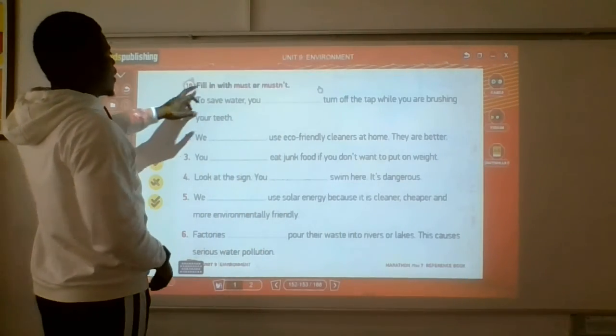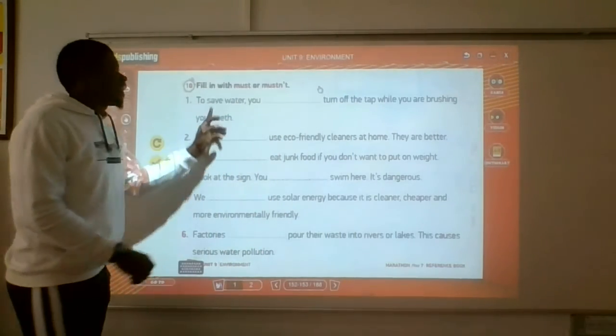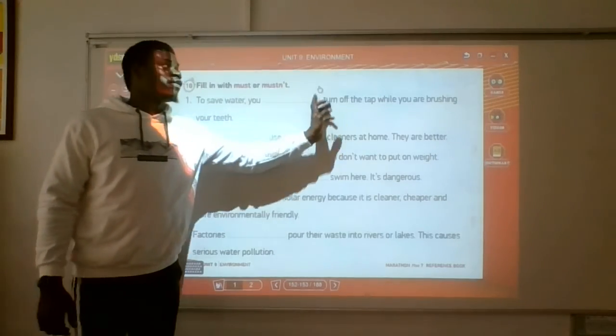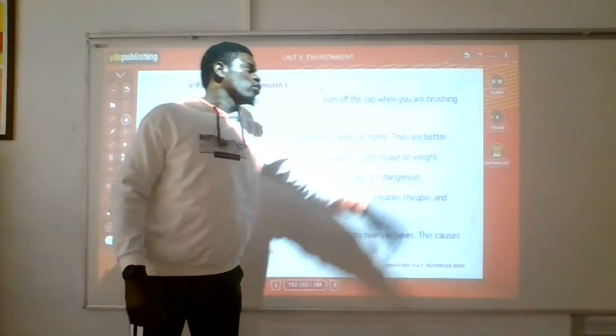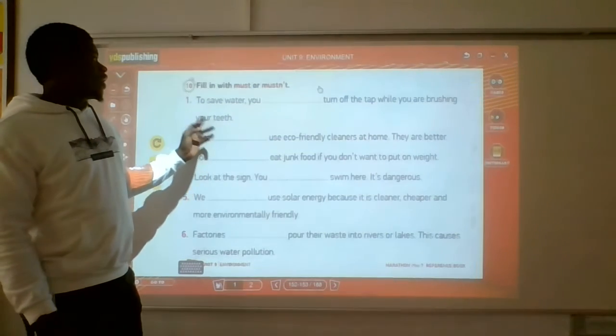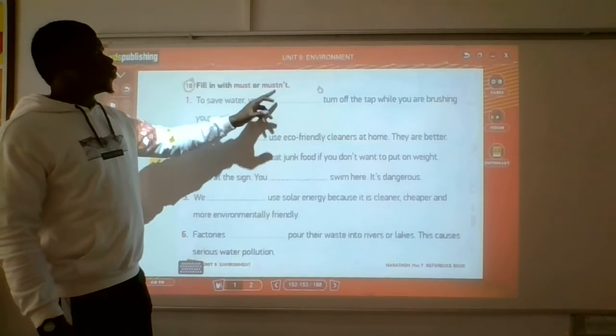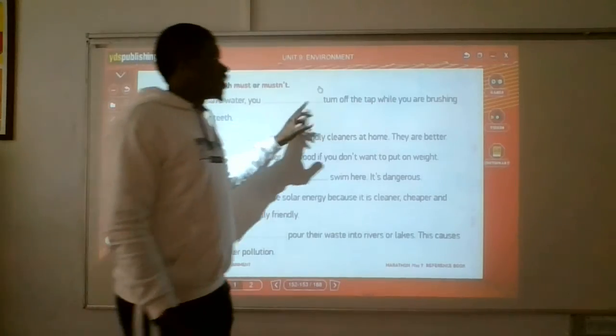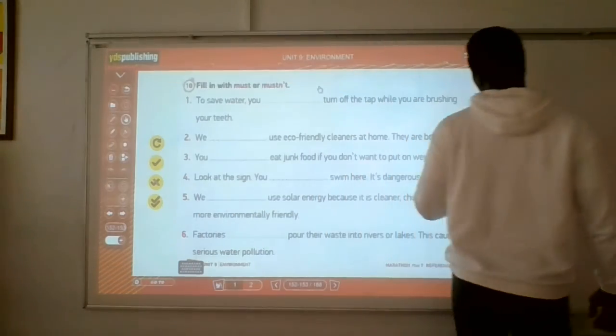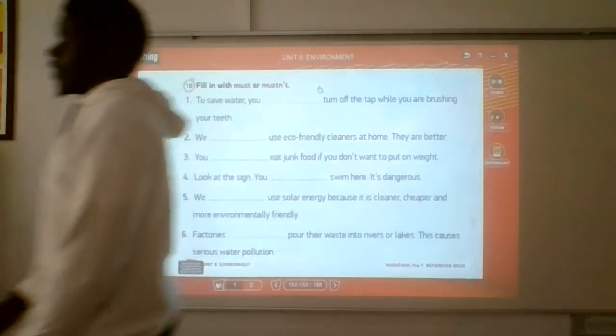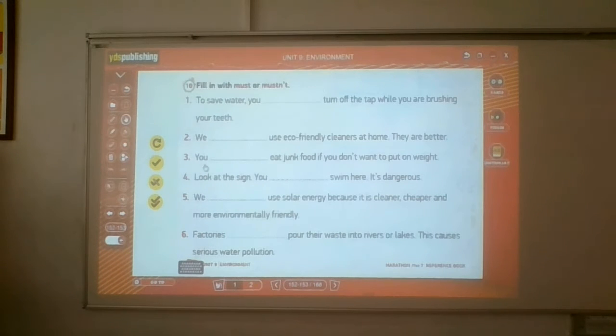Fill in the blanks with must or mustn't. To save water, you must turn off the tap while you are brushing your teeth. Number 2, we must use eco-friendly cleaners at home. They are better.